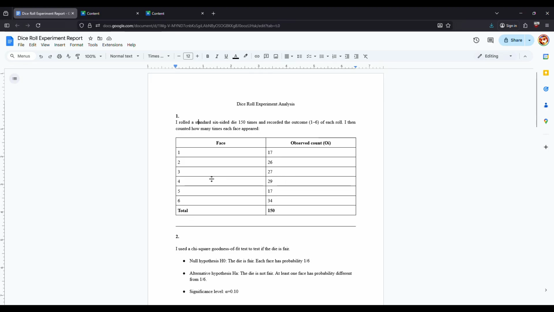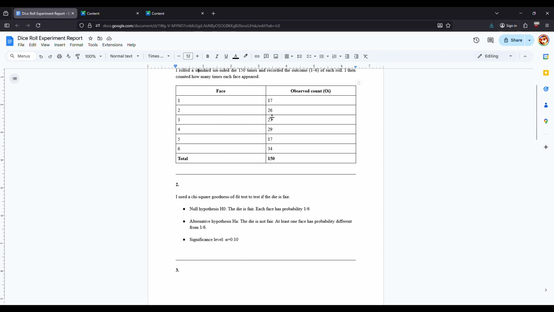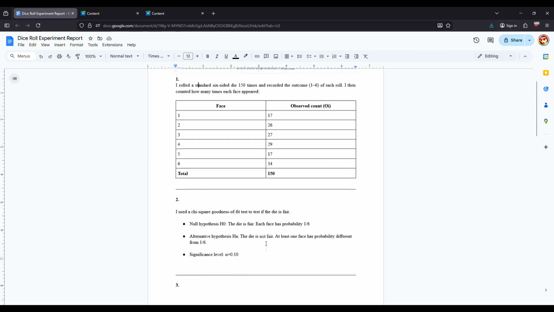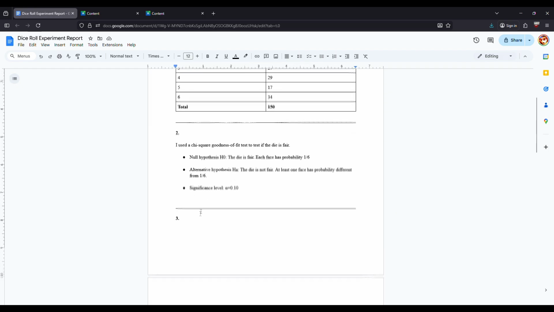Alrighty, so this is my dice roll analysis. Basically, I rolled the dice 150 times and I recorded the outcome on Excel, and then I have here a face versus observed count frequency chart. So you can see 1 is 17, 2, 26. That's how many times they were rolled. So the expected is 25.